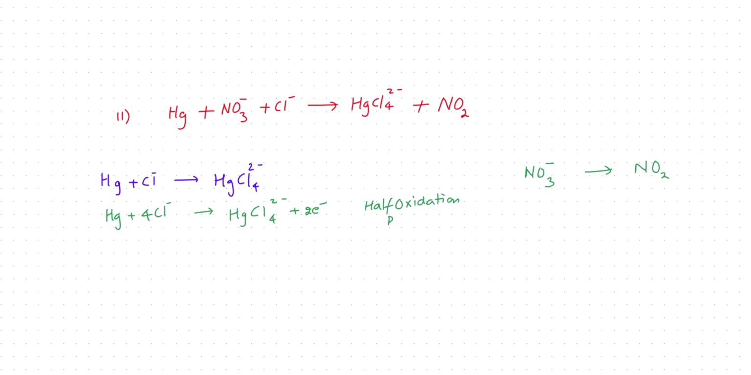Next, another half reaction will balance now. One nitrogen. So there are 3 oxygens and here 2 oxygens. So 1 oxygen is less. To add oxygen, we add water molecule. So we add NO3 negative gives NO2 plus H2O.